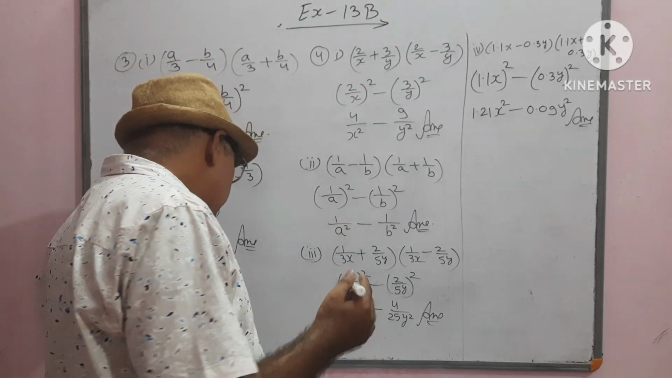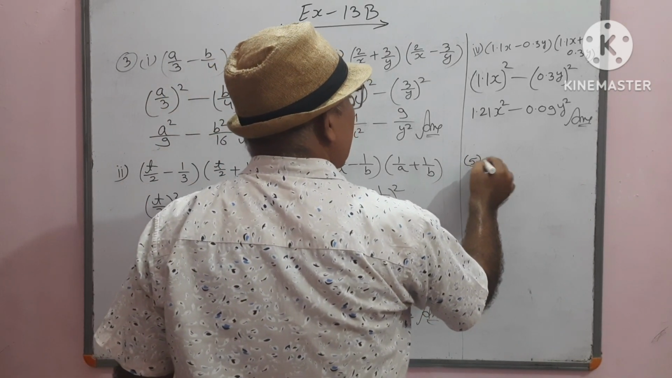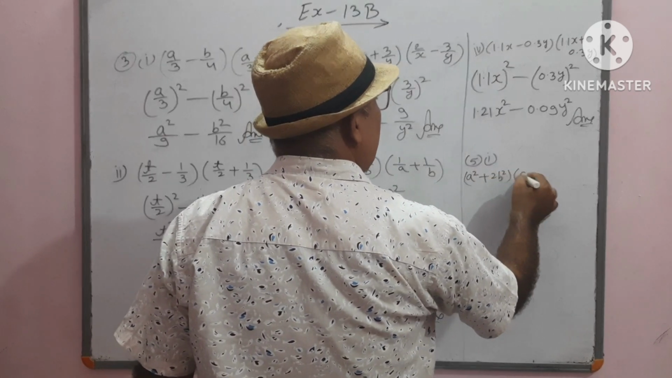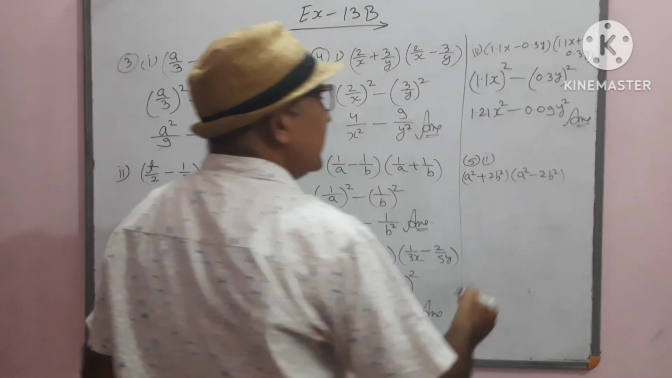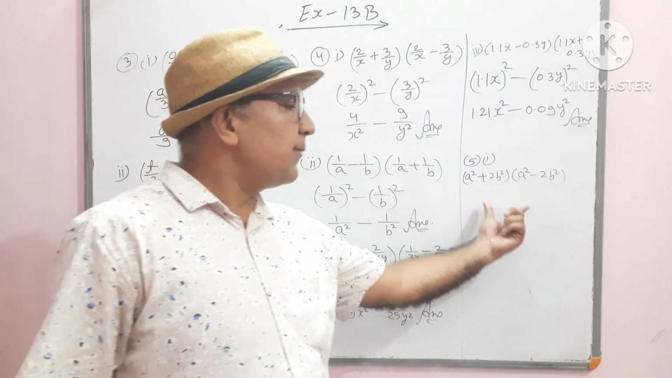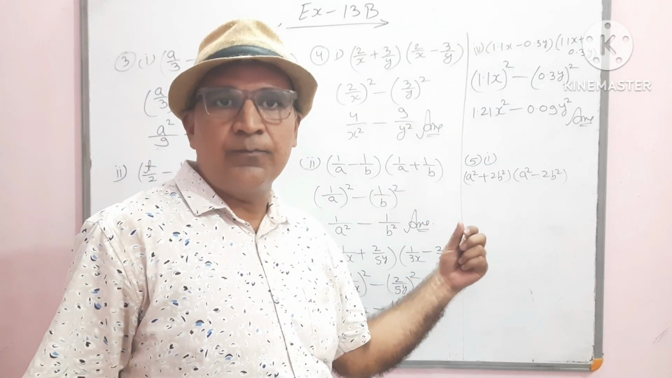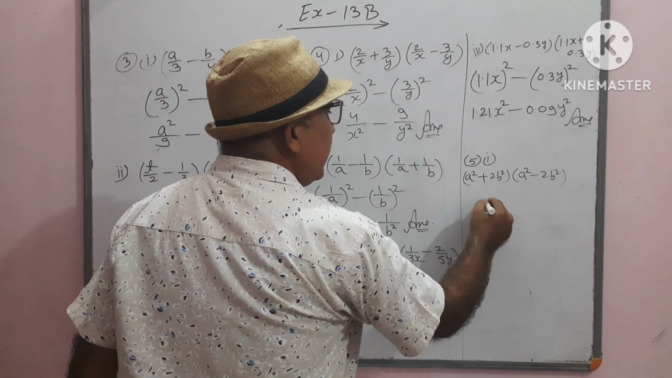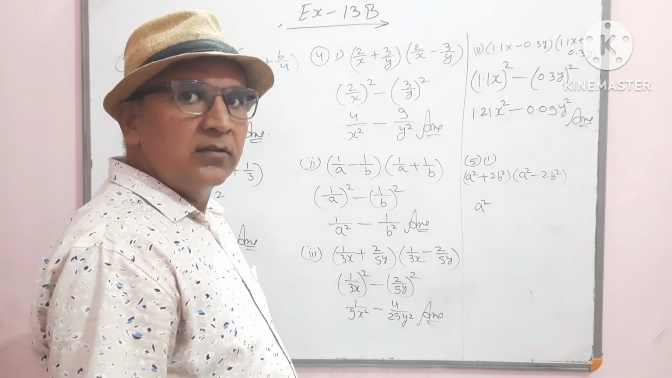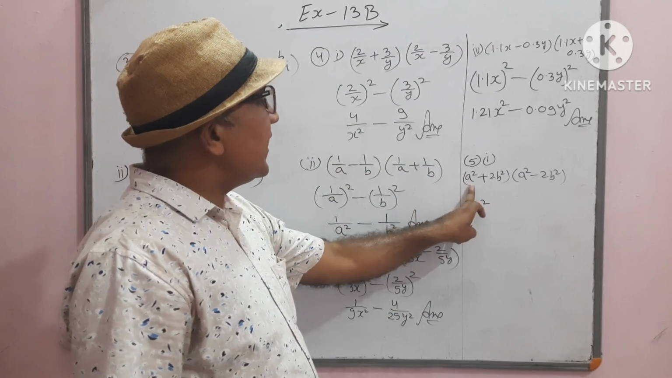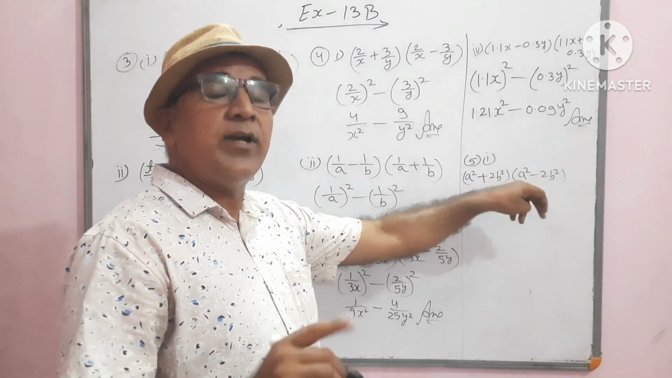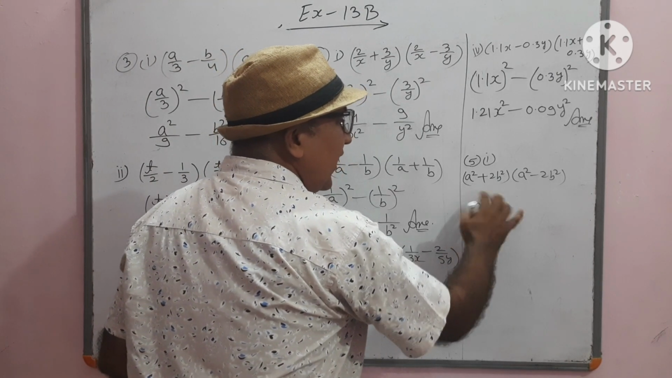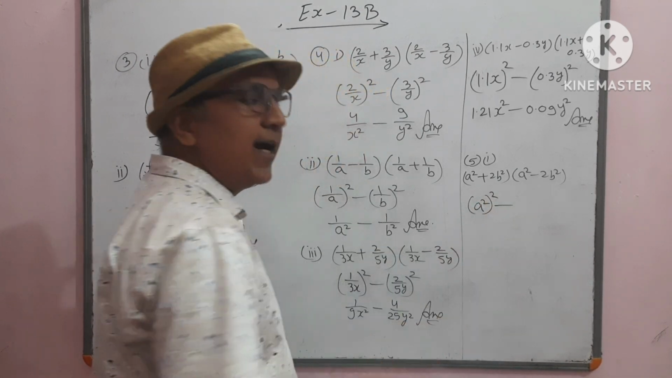Okay. Now coming to question number 5. Question number 5 part 1 is a square plus 2b square, a square minus 2b square. In these kind of questions, sometimes children do mistake. What mistake? Watch carefully. In this question, at the place of a, there is a square. Notice carefully. Your identity is a plus b into a minus b is equal to a square minus b square. In this question, at the place of a is a square, so one more square you have to write.